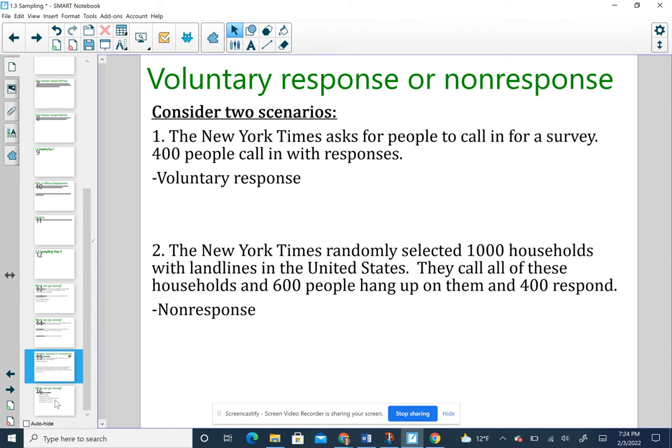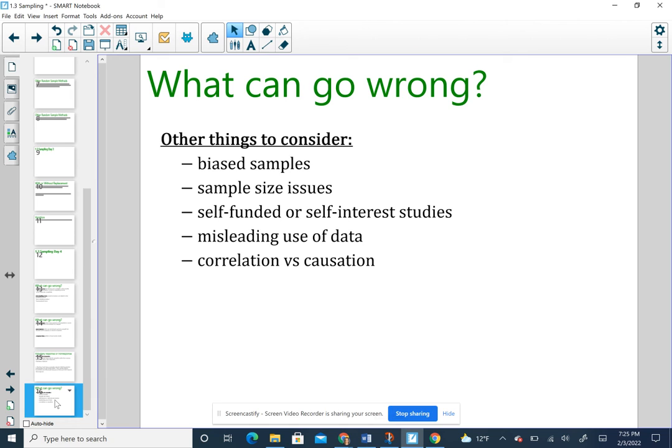I'll finish up this lesson with a couple other things that could go wrong, to wrap up our sampling unit. We've talked about biased samples and sample size issues. This depends on the size of the population and what's more realistic, but overall, a larger sample usually leads to better results because it's more representative of the entire population. Also self-funded or self-interest studies, misleading use of data, and correlation versus causation, which we'll talk about once we get into the more math and statistics part of our data.